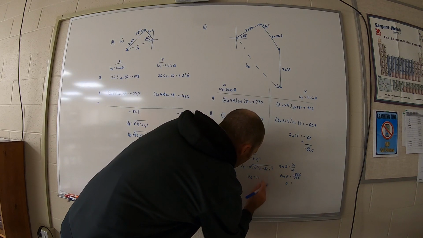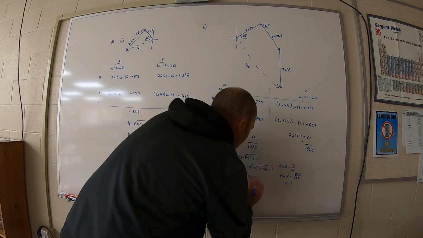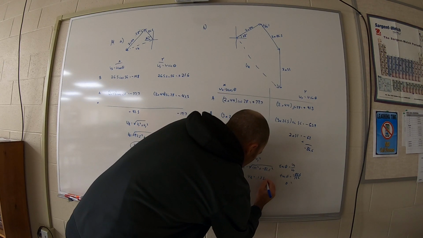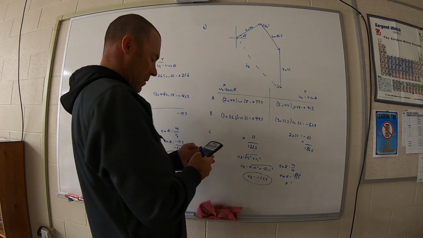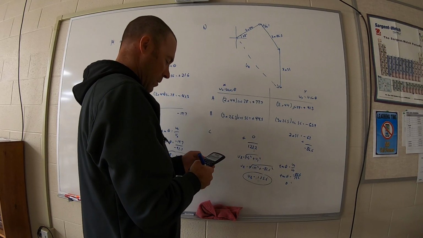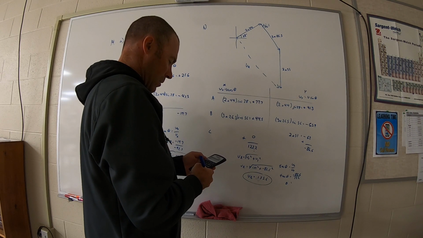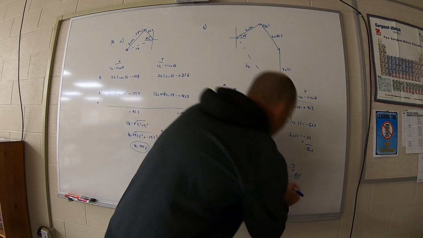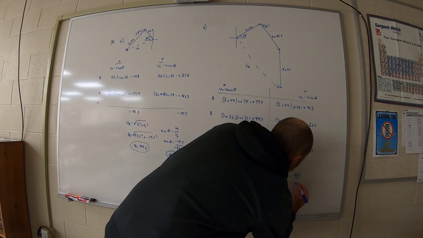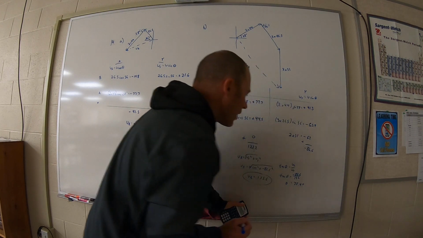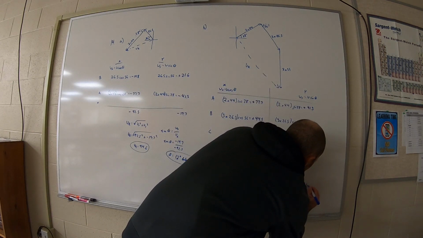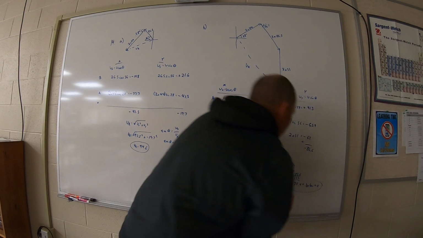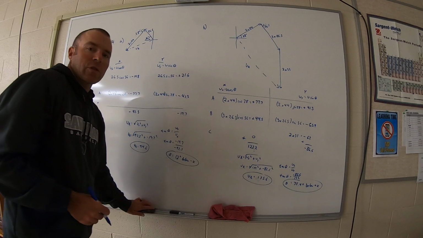So this is 155.6 and this is 35.4 degrees. And y is negative, x is positive, so that's below positive x. So those should be your answers to number 14.